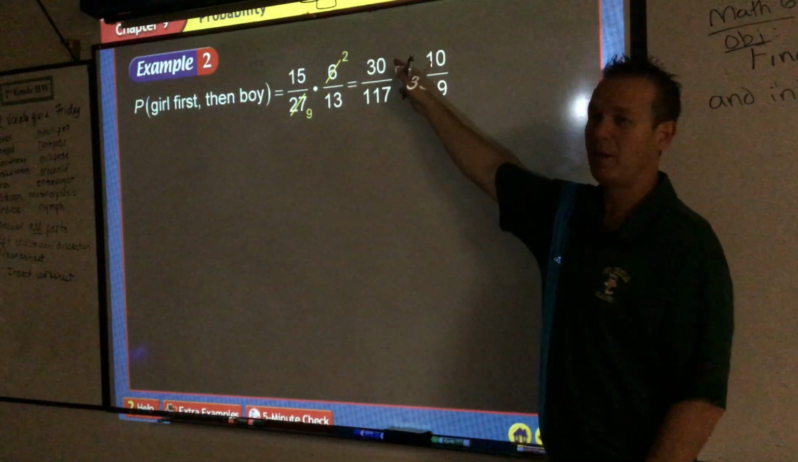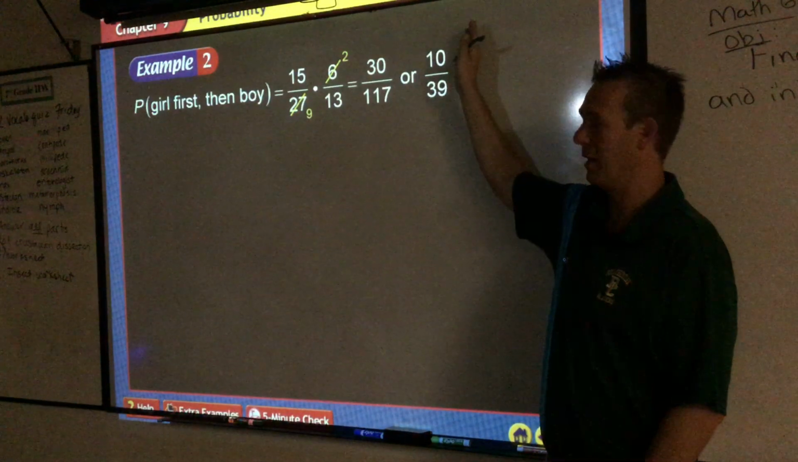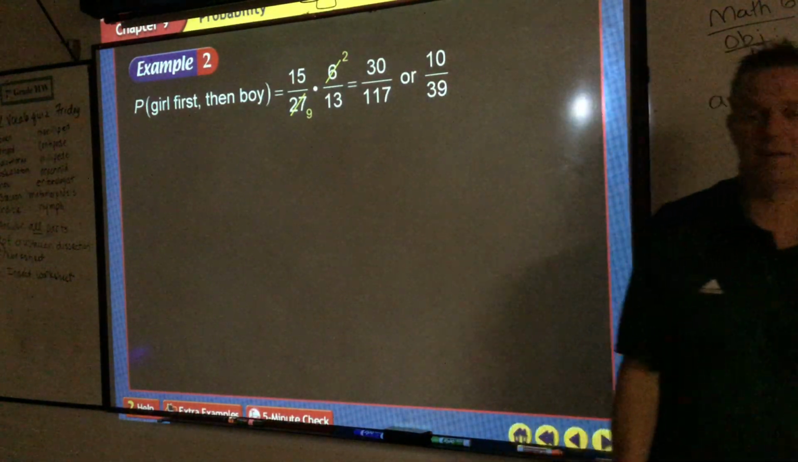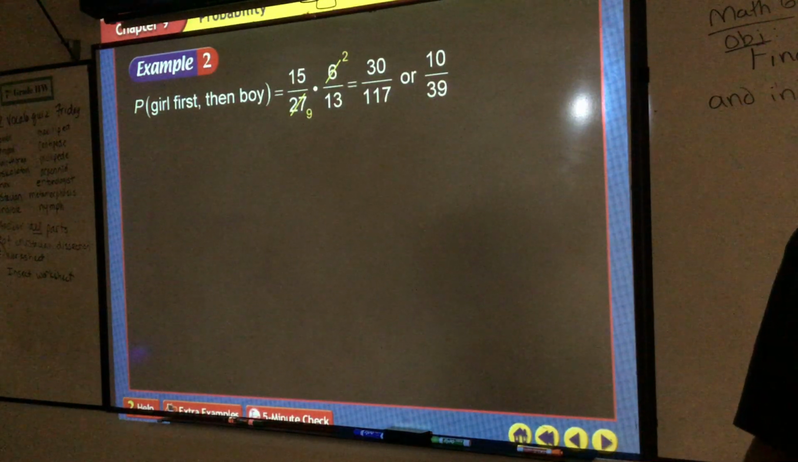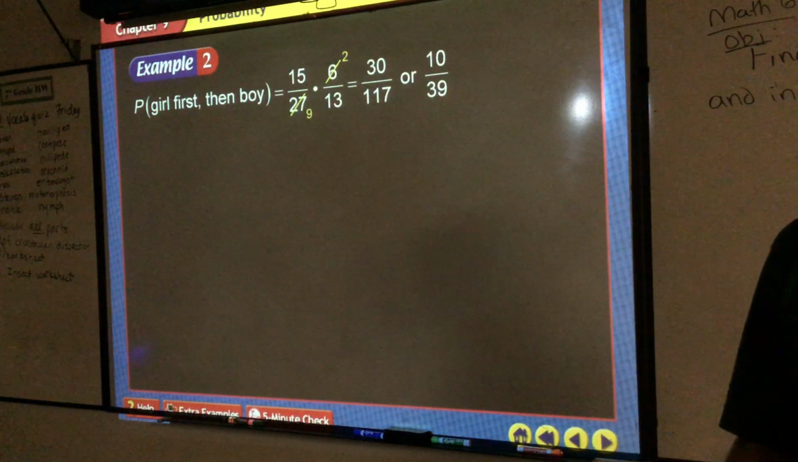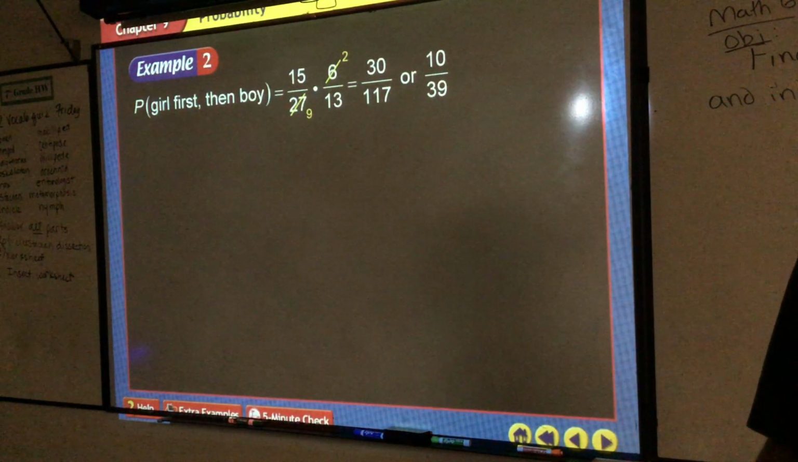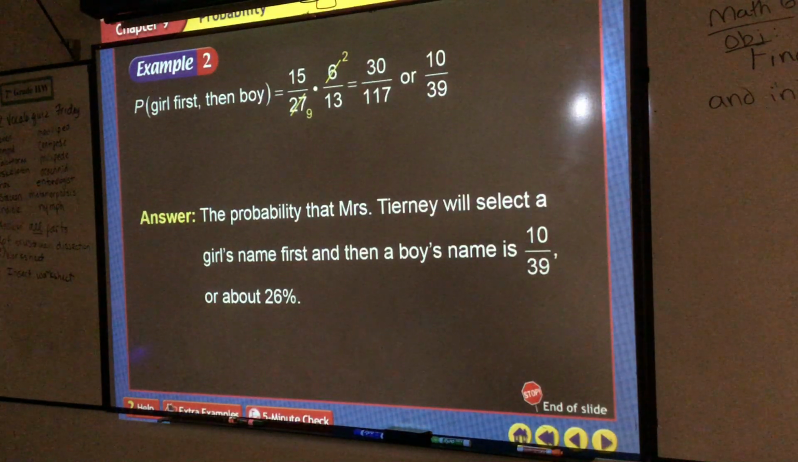Well, at this point, guess what, you guys? It can still be divisible by 3. And how did they do that? Using the cake method. Always at the end, you want to check to see if the cake method, anything goes into it. So it's 10 out of 39.